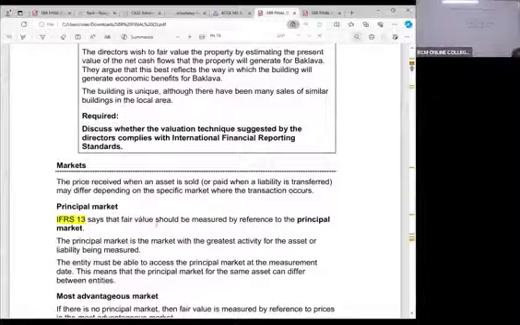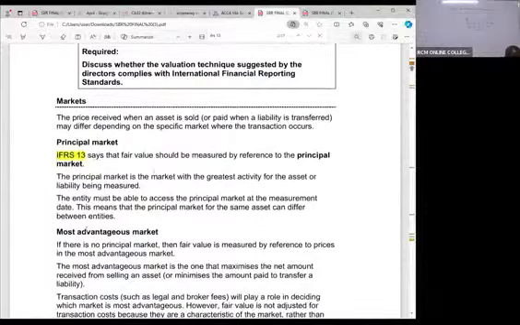So IFRS 13 says that the fair value should be measured by reference to the principal market. The principal market is the market with the greatest activity for the asset or liability being measured. Like our principal market in terms of securities in Kenya will be the Nairobi Stock Exchange. Greatest activity. The entity must be able to access the principal market at the measurement date. So at the measurement date, you must go to the Nairobi Stock Exchange, use the accountant, and see on this 31st December, how are my shares trading?